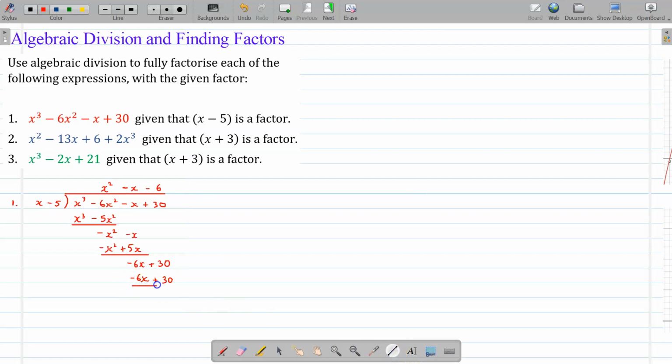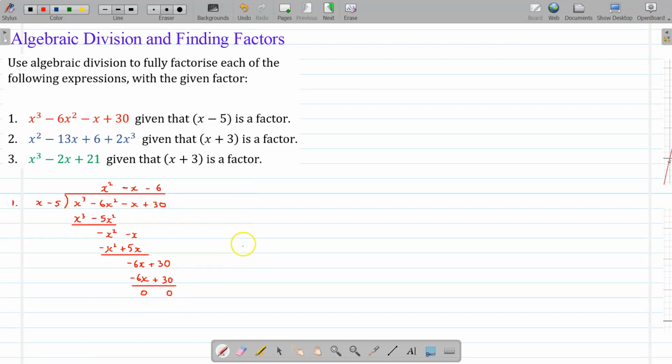Now, at this point, we would expect 0 and 0, which we've got. In other words, no remainder. And the reason we expect that is because we're told that x minus 5 is a factor. You see, if it wasn't a factor, then it wouldn't divide exactly into that, and there would be a remainder.